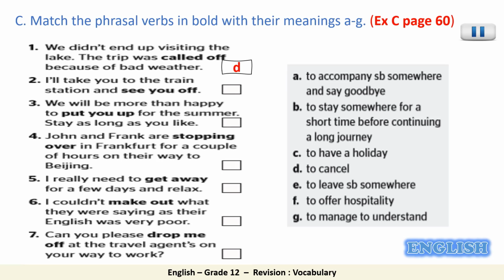To see somebody off is to go with a person who is leaving to an airport or train station and say goodbye. So it means A, to accompany somebody somewhere and say goodbye. Excellent.